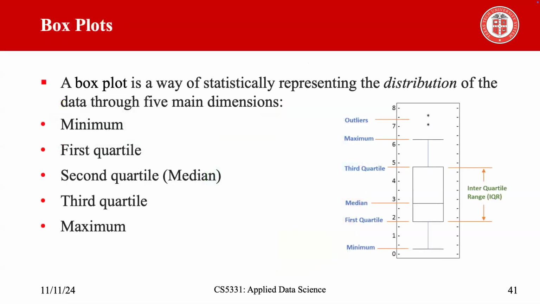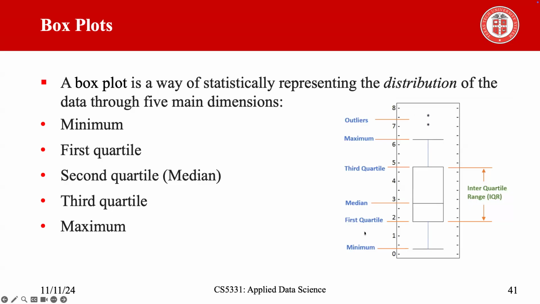And the next one is a box plot. It is a way to statistically represent the distribution of the data through the following five main dimensions. We have the minimum value here, which is the smallest number in the data set. We need to exclude the outliers, so the outliers we will discuss separately, like this part.